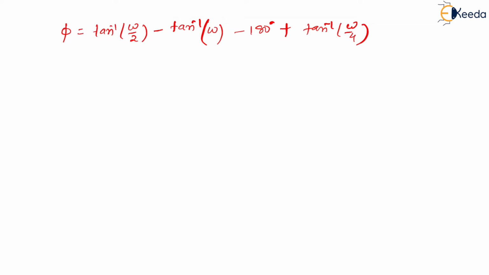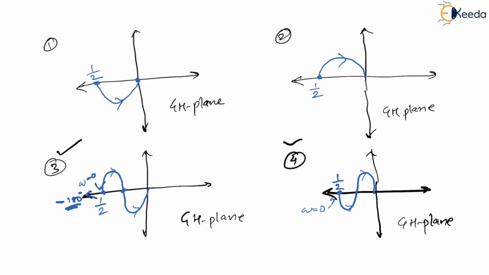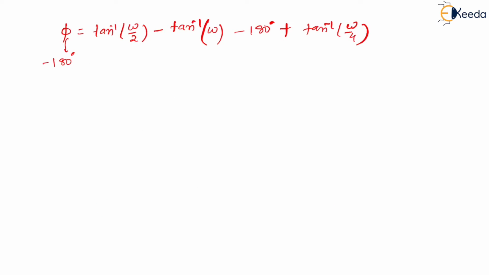Right? Yes. And I know I have to equate it to minus 180 degrees because I have to check if at all there is a frequency apart from omega equal to 0. Why? Because if you see, at omega equal to 0, you already have one intersection at minus 180 degrees axis, right? Yes. So check that. Let us check that.